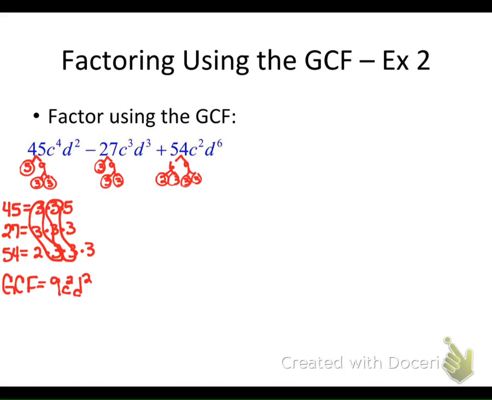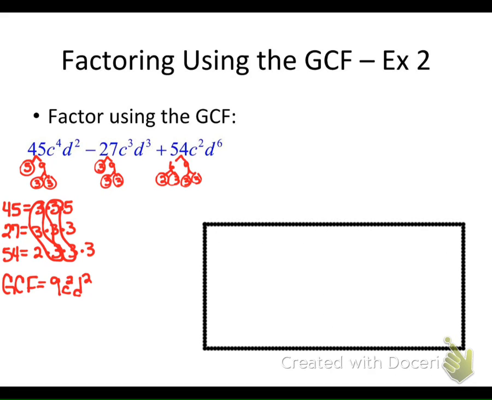When I draw an area model, how many rectangles does it need to have? 3, because I have 3 terms. So I'm going to draw my area model as big as I can. Okay? Draw my lines to make sure that I have 3 rectangles. From there, we're going to start filling in the information that we know. I have these 3 terms here. Those 3 terms represent the area.